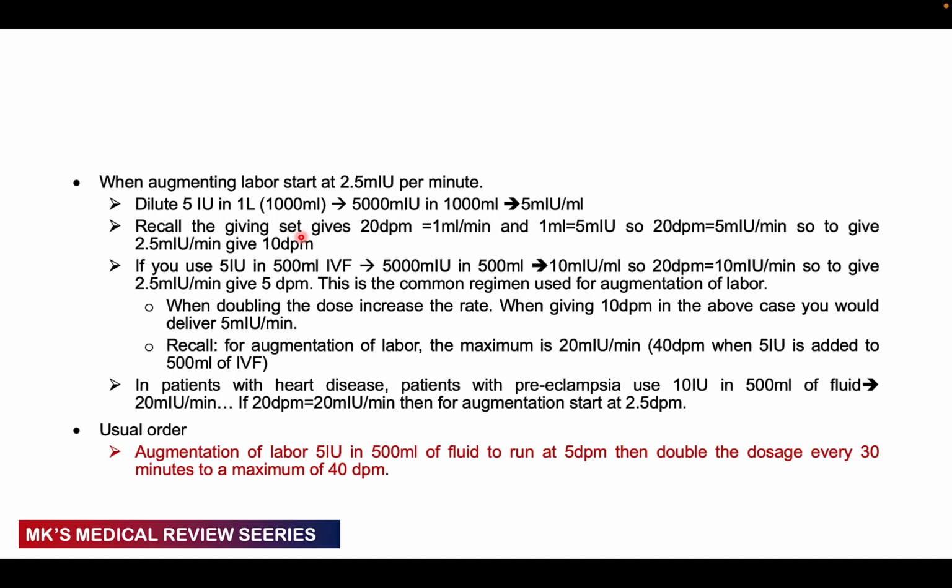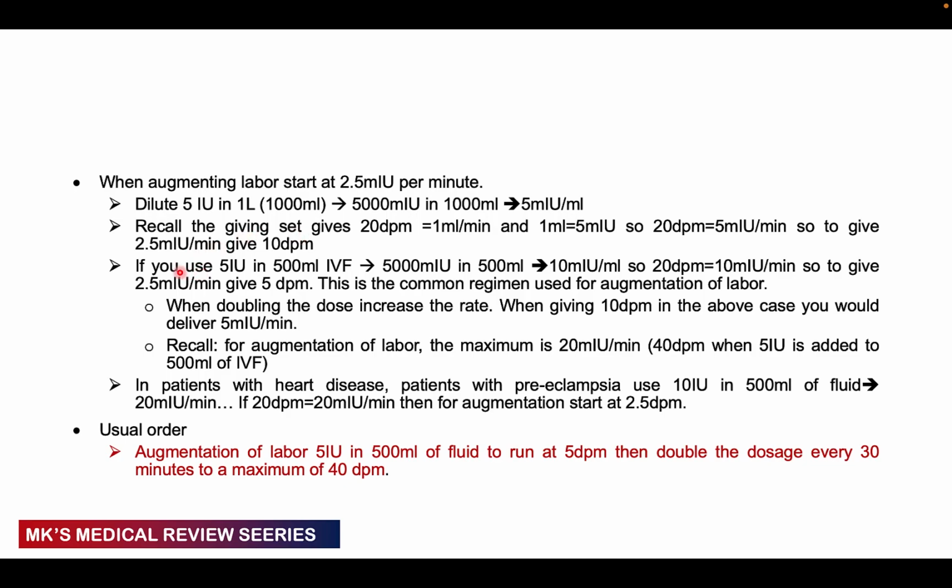So if you get the 5 international units of oxytocin and you add it to 1 liter of fluid, the instruction that you're going to give is that you want to start it at 10 drops per minute, and then we double the drop rate at 30-minute intervals. And remember, we should reach a maximum of 20 milli international units.